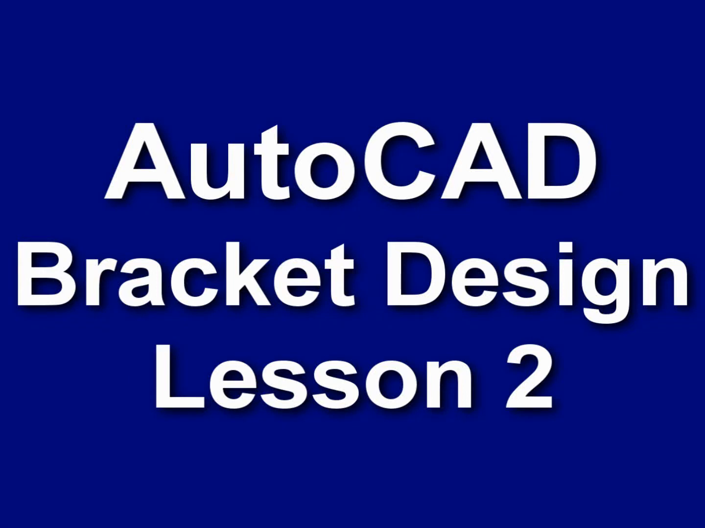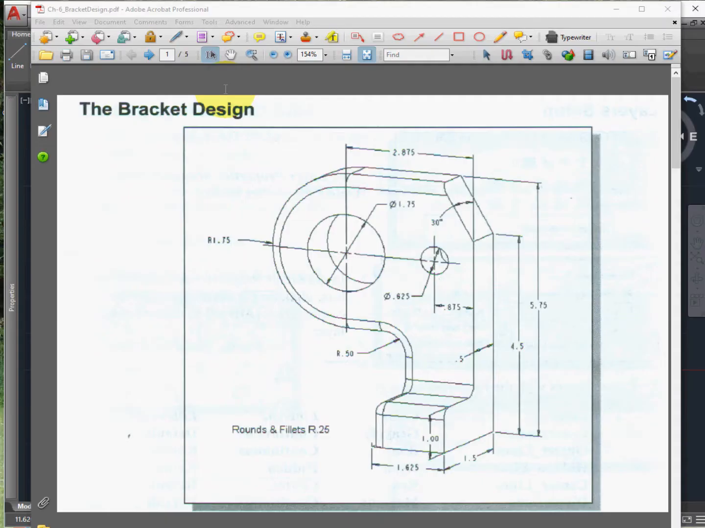In this lesson, we're going to be taking the bracket design and we're going to interpret the drawing and make hidden lines based on this drawing. And so we're lucky that the PDF here that I'm going to show you has this already done for you, so you can see what we're doing.